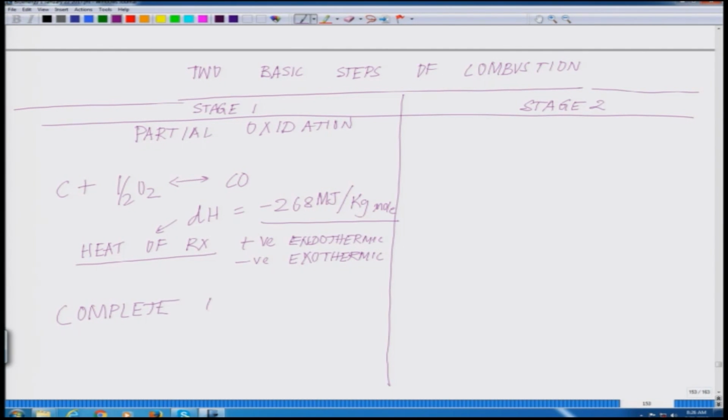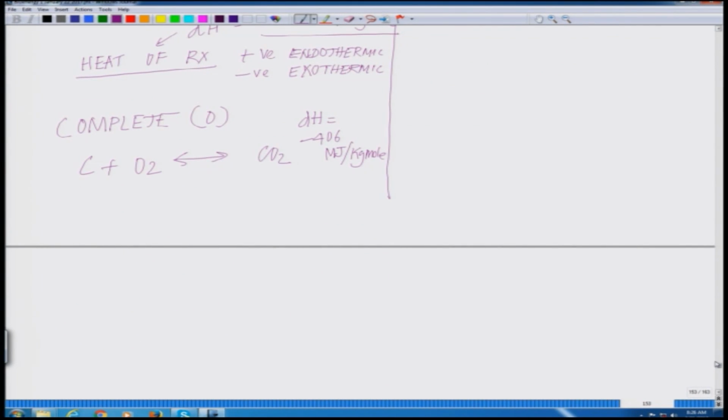Okay. Now, if the same carbon goes through a complete oxidation, so for example, C plus O2 making CO2, and if you compare the heat of the reaction or the DH value, that will be almost minus 406 megajoule per kilogram mole, whereas the third reaction in that area where we talked about stage 1, where you have the water gas mixture involved, let me just continue in the next page.